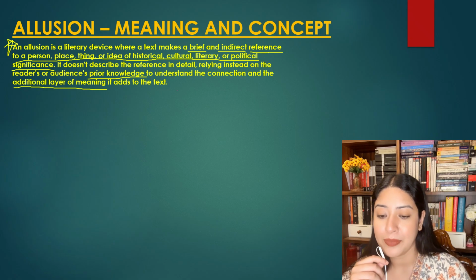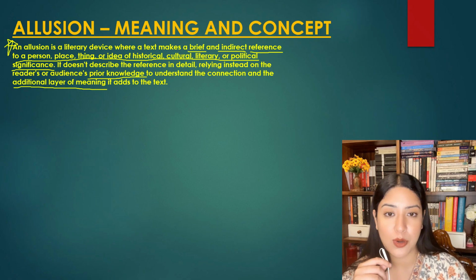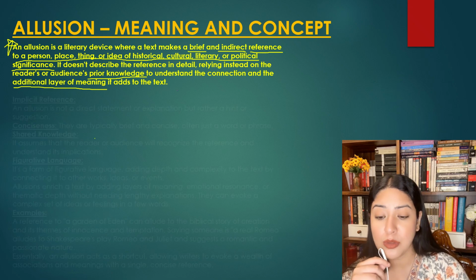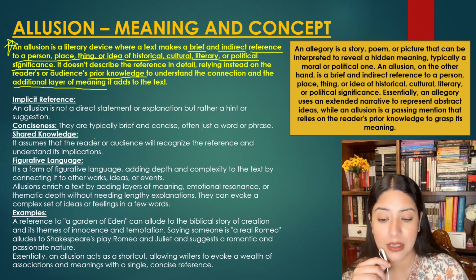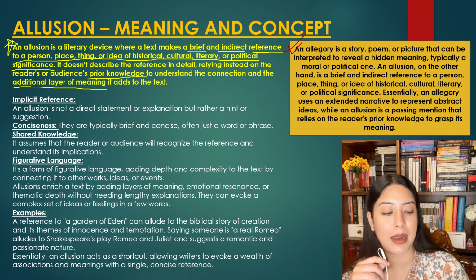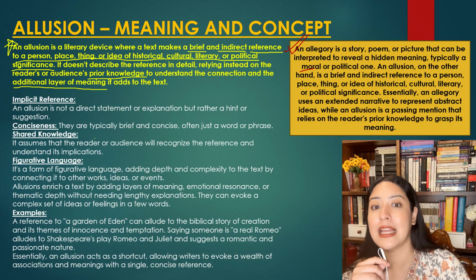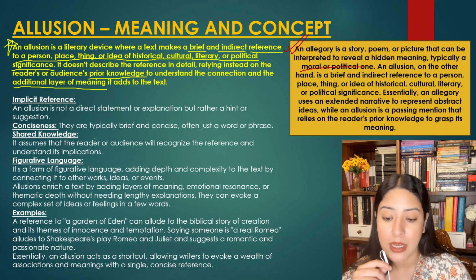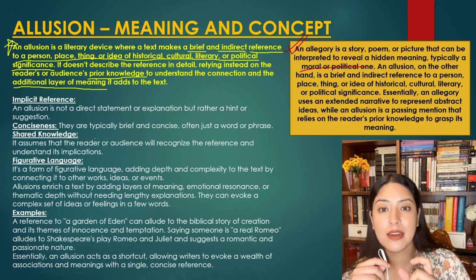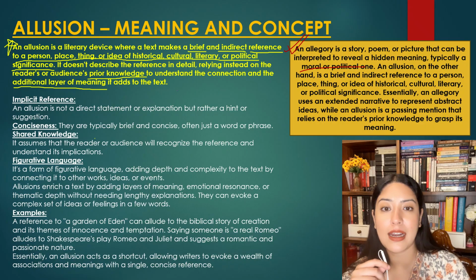So an allegory is a story, a poem, or a picture that can be interpreted to reveal a hidden meaning, typically a moral or political one. Allegory, parable, fable all give moral stories, moral lessons. This is what they are about. An allusion, on the other hand, is a brief and indirect reference. See, allegory is also indirect, with a hidden meaning. Allusion is also indirect, with a hidden meaning.